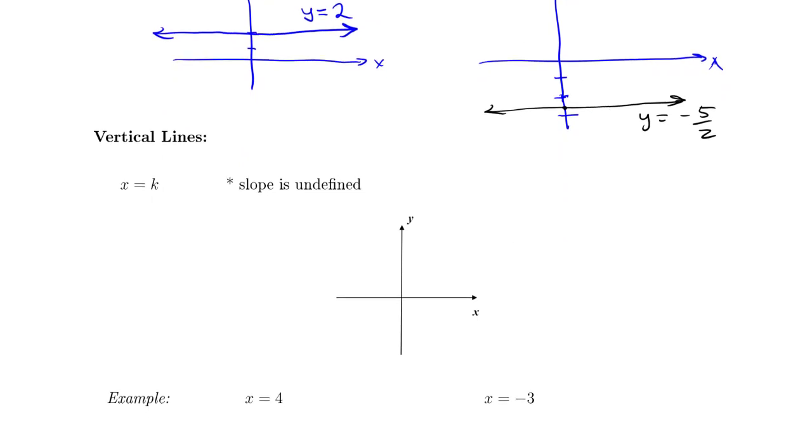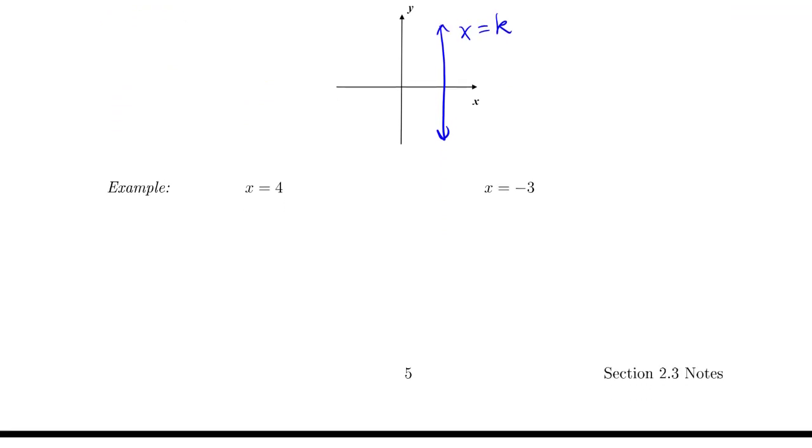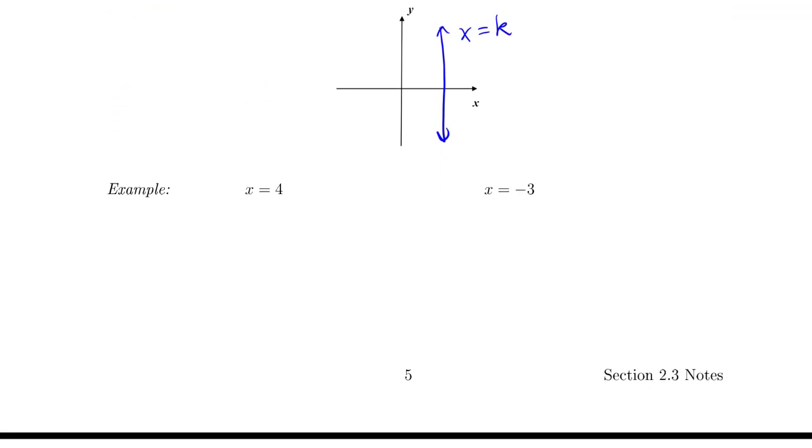So now, what about a vertical line? Well, vertical lines, as we saw before, meant the slope was undefined. That was x is always the same number, x is a constant. So a vertical line would look like this, where we'd just be saying x is the same constant k. For example, x equals 4.